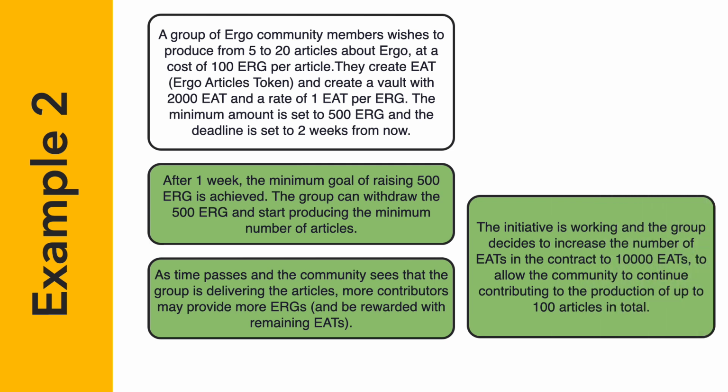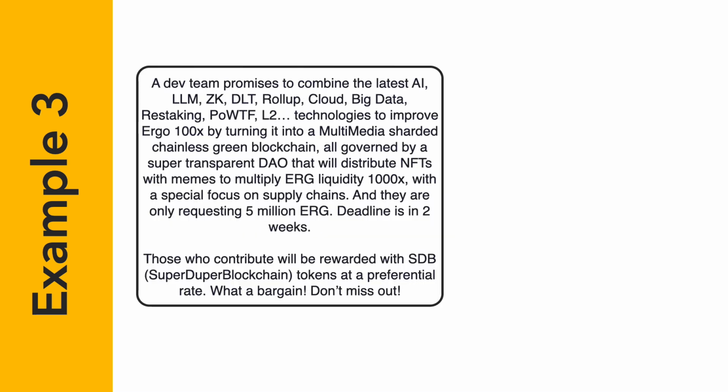Now, if this initiative happens to be working really well, the group may decide to increase the number of EATs in the contract to 10,000 and to allow the community to continue contributing to the production of up to 100 articles in total.